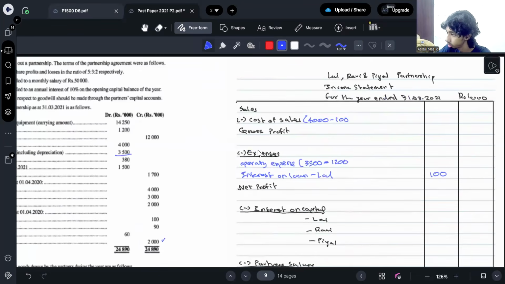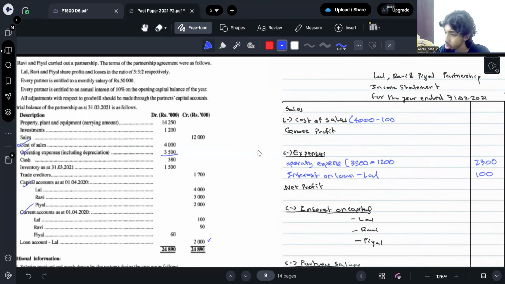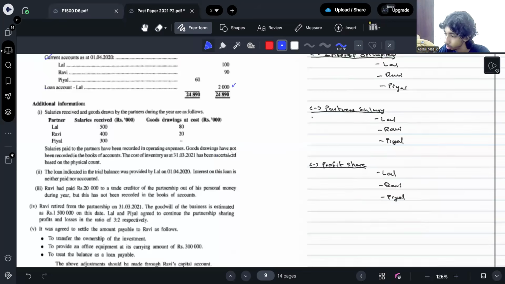Sales is 12,000. Cost of sale 3,900. Then gross profit will be 12,000 minus 3,900, 8,100. Operating expenses will be 2,400. Then the net profit will be 8,100 minus 2,400, that is 5,700.